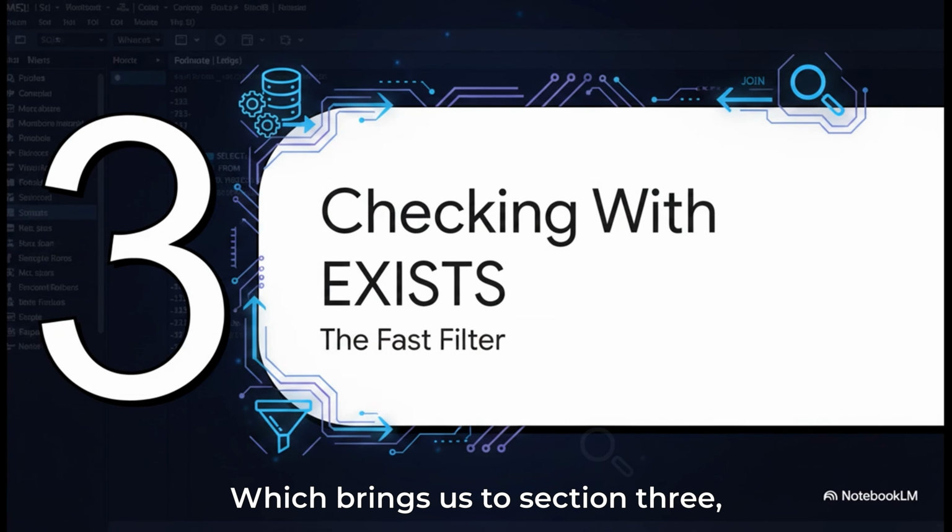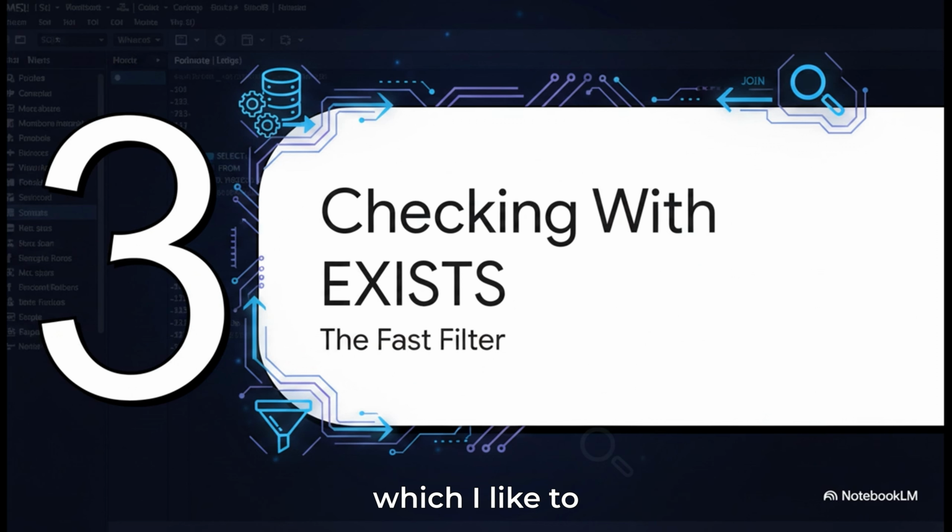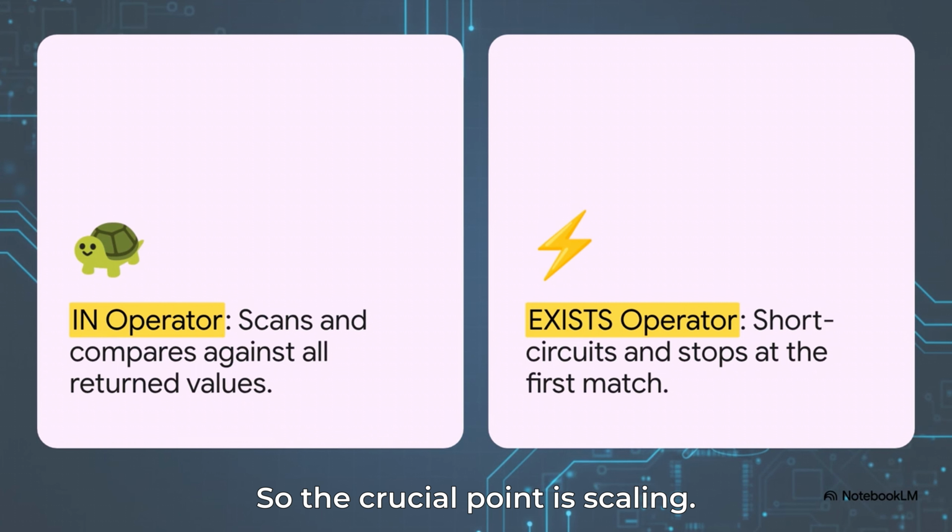Which brings us to Section 3, checking existence with EXISTS, which I like to call the fast filter. So the crucial point is scaling. When we're dealing with massive tables, we have to escalate from IN to a more performant technique. The IN operator gathers up the entire list of values and compares them. The EXISTS operator, however, is a Boolean test. It looks at the subquery and just asks, did I find at least one row?